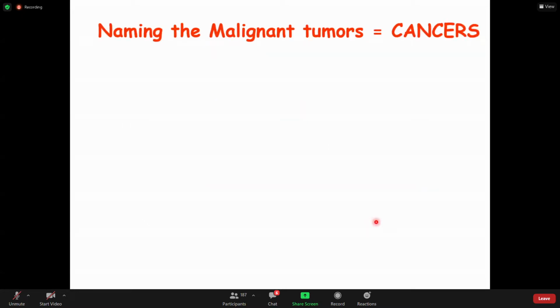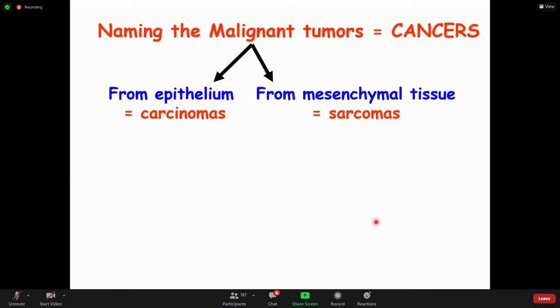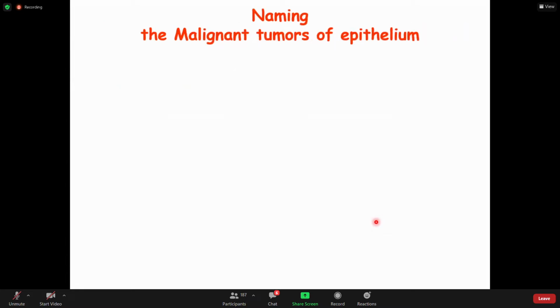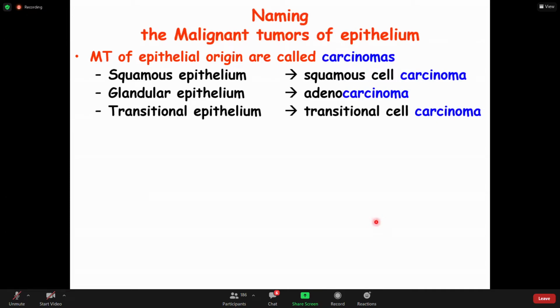All right, now how would you name the malignant tumor? The same exact thing, but instead of -oma, in this case, you will add carcinoma for the epithelium, and you will add sarcoma for the mesenchymal tissue. So let's start with the epithelial malignant tumors. If it's arising from a squamous epithelium, you're going to be calling it squamous cell carcinoma. If it's arising from a glandular epithelium, adenocarcinoma. Transitional, you call it urothelial or transitional cell carcinoma.